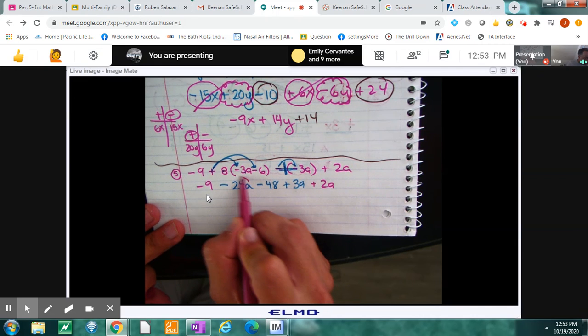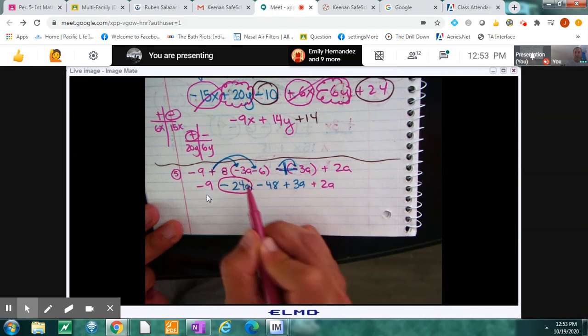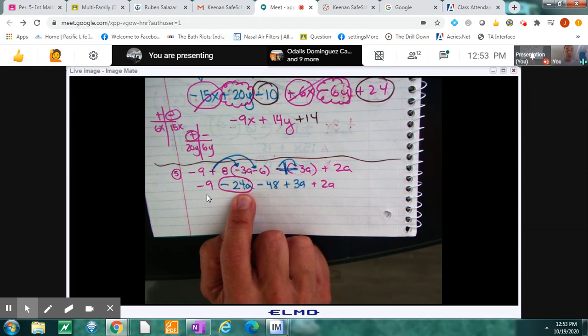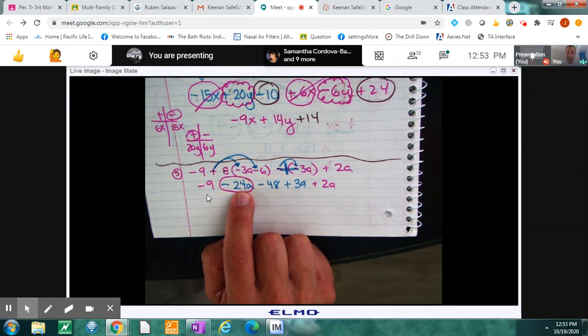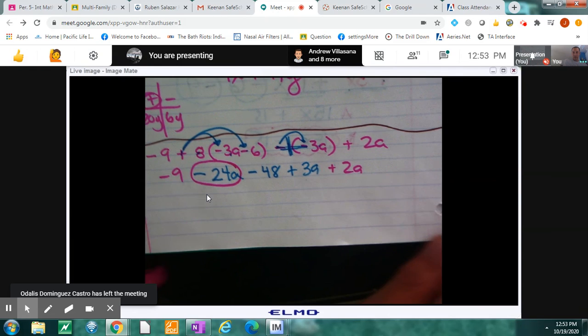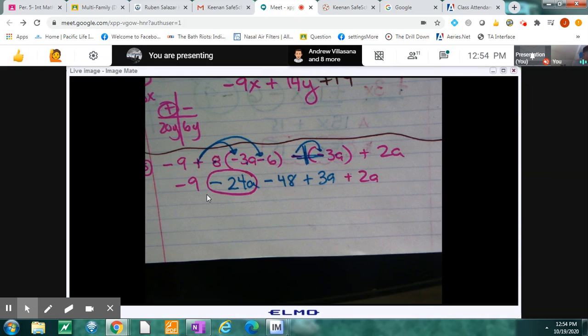The negative 24A with which one else? Let's see. Emily Cervantes, are you here? Are you here? No. How about Cordova? Are you here? Oh, I called you earlier and you didn't answer. So the negative 20, redeem yourself. The negative 24A, I'm going to combine it with which other A? The 3A. What else?